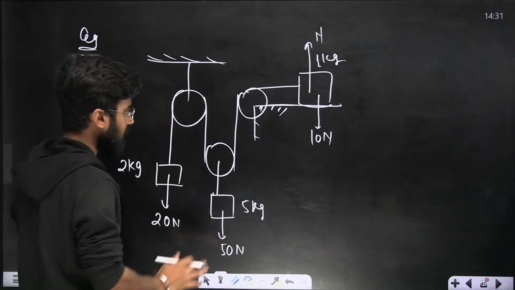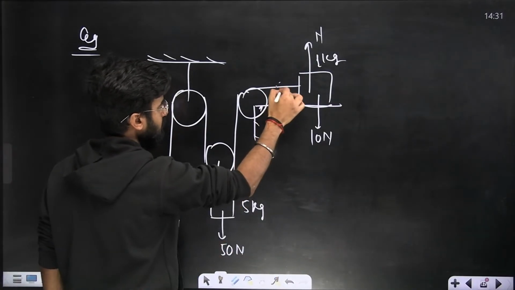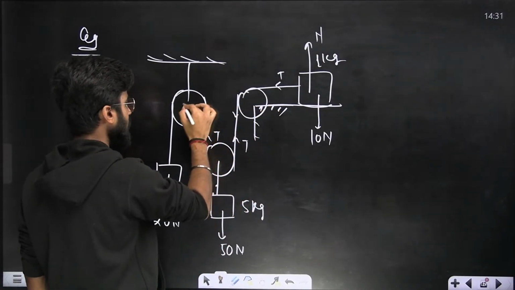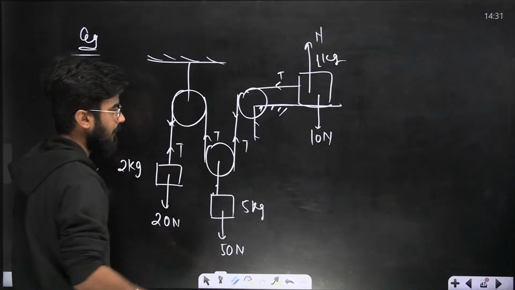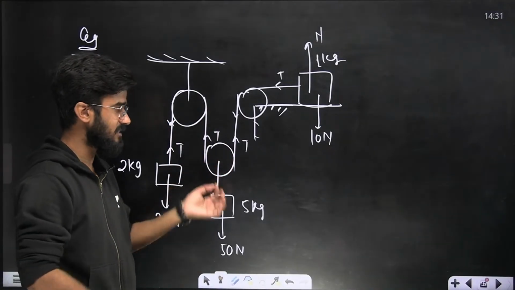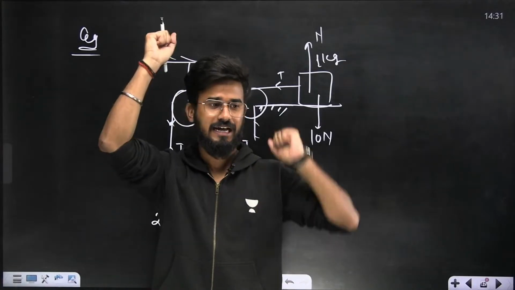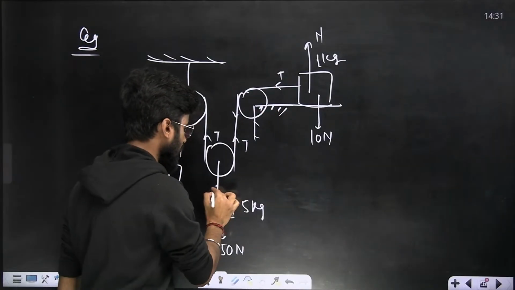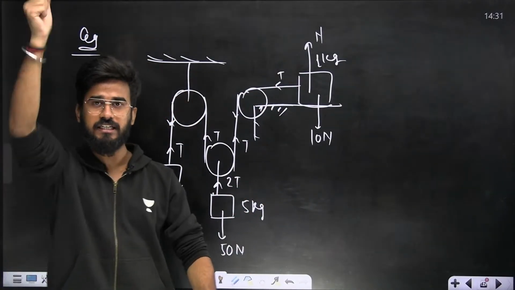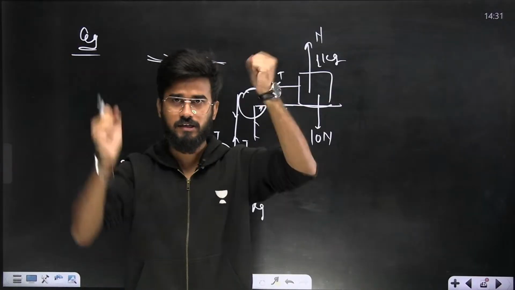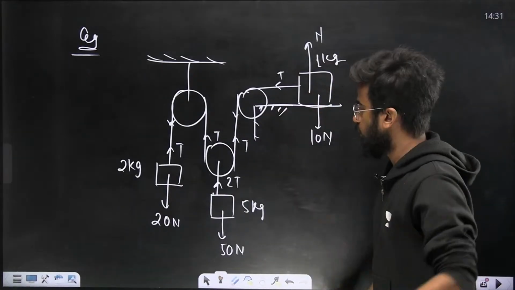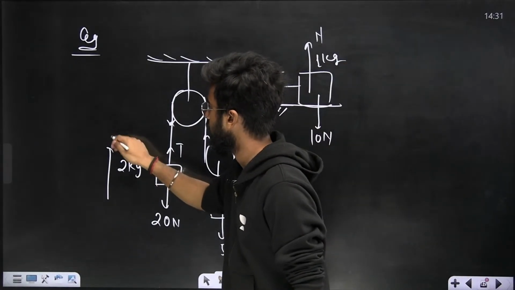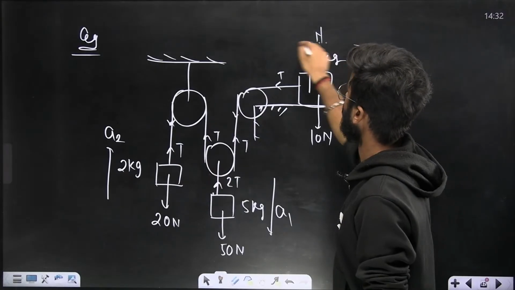Okay. Now look at this. If this tension is T, this will carry forward, so this is T and this is also T. Now look at this pulley. It is being acted on by two forces, tension T and tension T. These two tensions will add up and become 2T. Got it? Now, write the force equations. Suppose this block is moving downward with acceleration A1, this is moving with A2, and this is moving with A3.